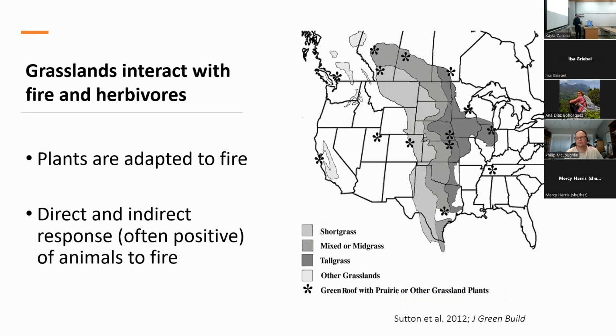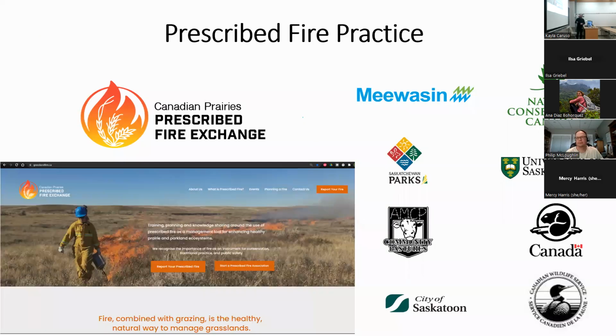And several agencies now in the Saskatoon area and other areas in Canada are working very hard to reintroduce fire in a safe way. That's how this organization called the Canadian Prairies Prescribed Fire Exchange was created. The reason behind this is that we have several organizations, agencies, that work very hard to reintroduce fire in grasslands for different purposes.